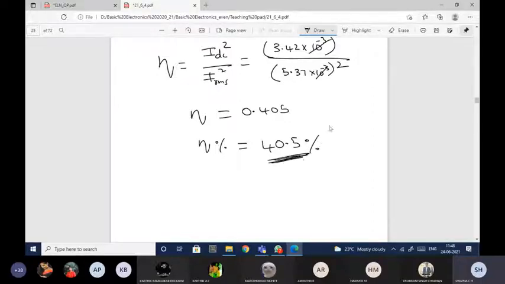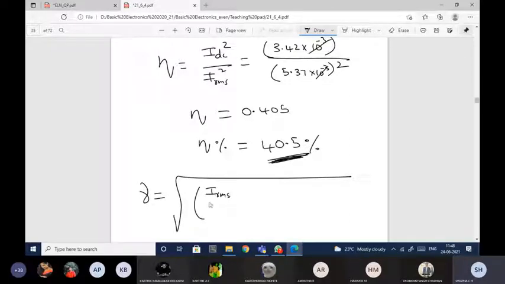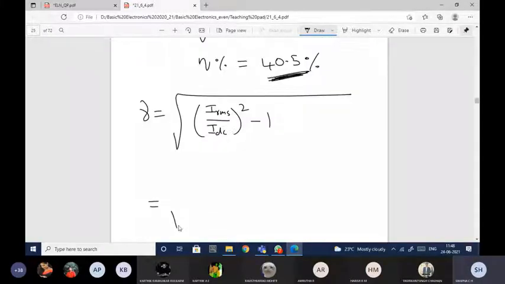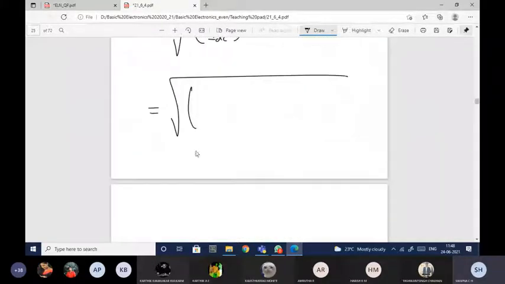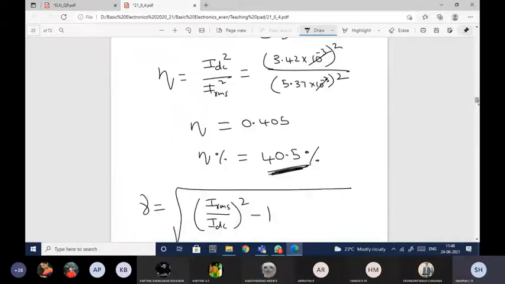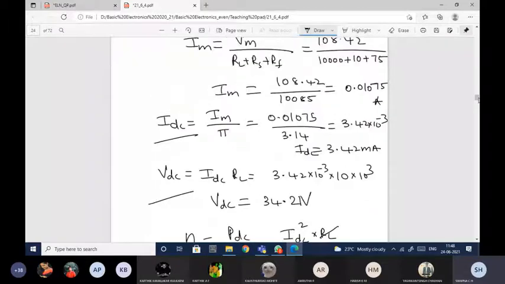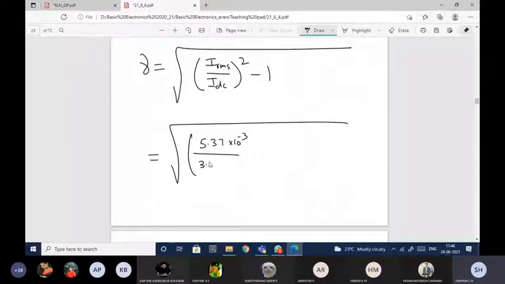If you compare your ideal values, whatever ideal values we have got for the half wave rectifier and full wave rectifier, they will be almost the same. In the same way, now let us calculate gamma also. Gamma is root of IRMS by IDC whole square minus 1. Just substitute the values. IRMS we have got as 5.37 into 10 power minus 3, divided by IDC, which is 3.42 into 10 power minus 3, whole square, minus 1.